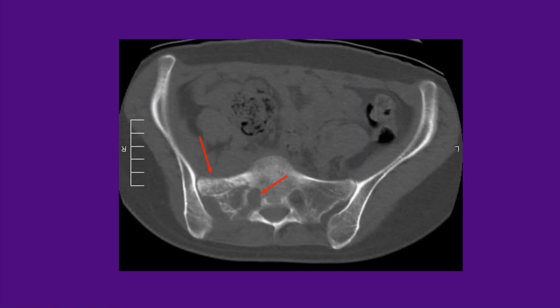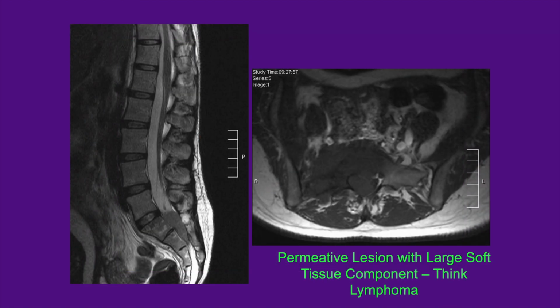Here, a permeative lesion on the right side of the sacrum with obscuration of the surrounding fat planes, including the fat within the adjoining neuroforamen. We see why when we go to the MRI, because there's a lesion in the bone that has spilled out into the surrounding soft tissues and into the canal, and this is characteristic of lymphoma.